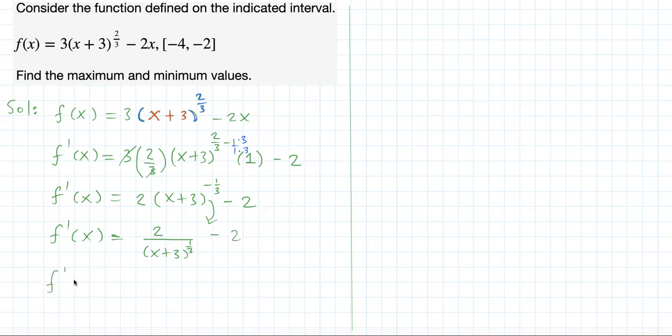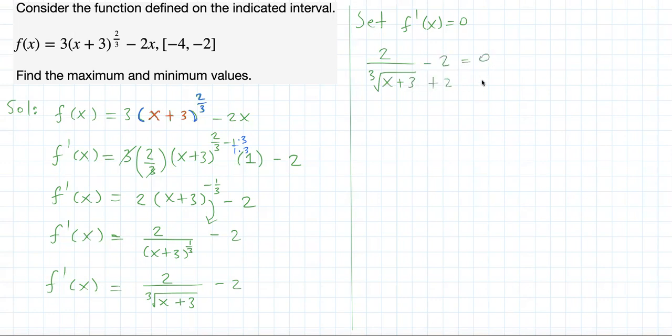Now, further, I can express my derivative as 2 over the cube root of x plus 3, minus 2, right? Remember, x plus 3 raised to 1/3 is just the cube root. Now, I'm supposed to set my derivative equal to 0 and solve for x to find my critical points, right? So we do that. To solve for x, we add 2 to both sides of the equation. We get this: 2 over the cube root of x plus 3 equals 2.